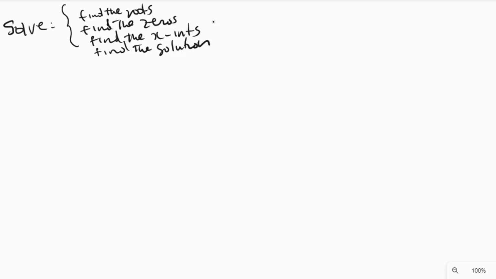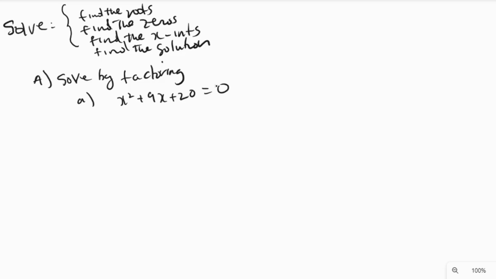Okay, so we are solving quadratic equations. That means we are finding the roots, we are finding the zeros, we are finding the x-intercepts, or we are finding the solution. So we have different ways of solving quadratic equations. A. Solve by factoring. A. x squared plus 9x plus 20 equal to 0. We are solving by factoring. That means we have to factor it.